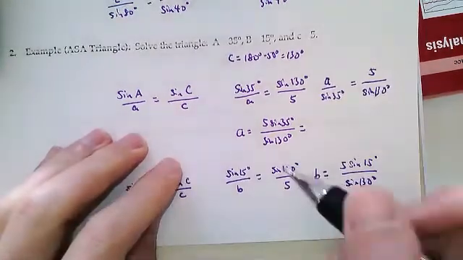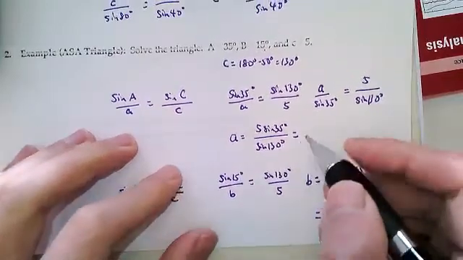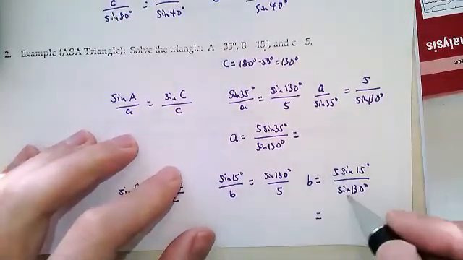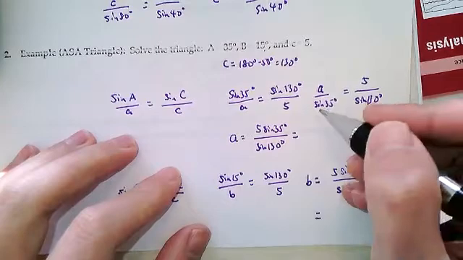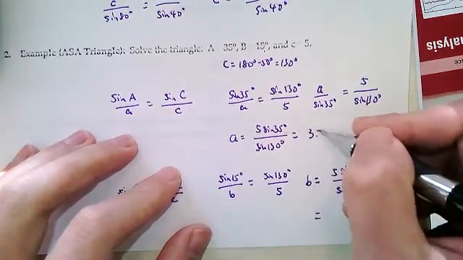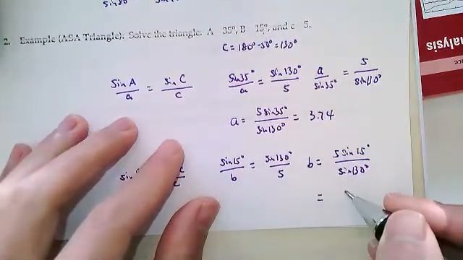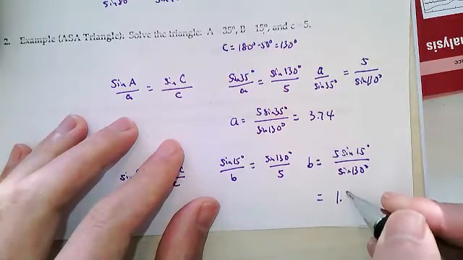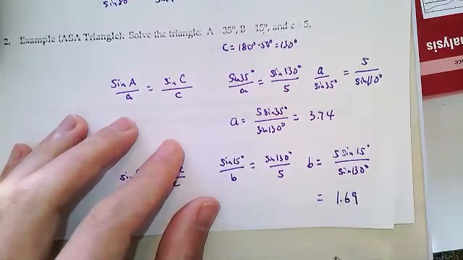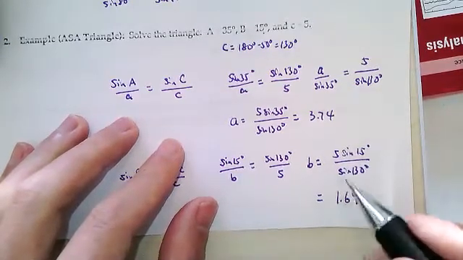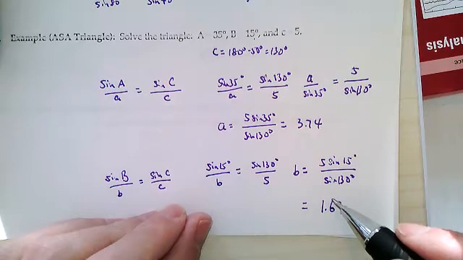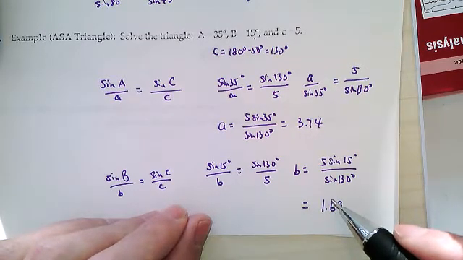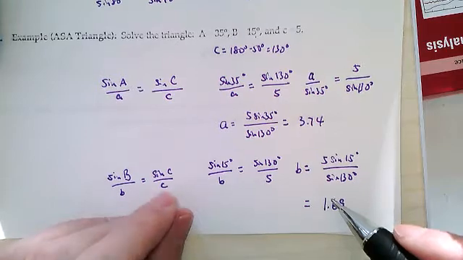So, ladies and gentlemen, can anyone tell me the answer here and here? For A, I got 3.74. Very good. And then for B, I got 1.69. Thank you very much. Okay, we're done with this question. Does that sound easy or hard? Sounds pretty easy. Cool, thank you.